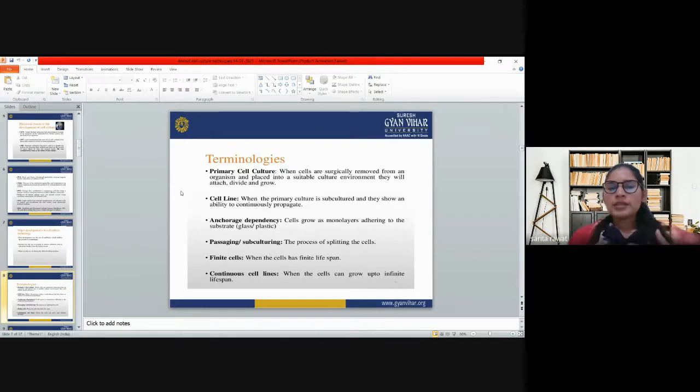Then the terminologies that are used in animal cell culture are primary cell culture and cell line. Cell lines are basically formed when the primary culture is subcultured and shows an ability to continuously propagate. Then anchorage dependency, passive subculturing, finite cells, continuous cell lines.